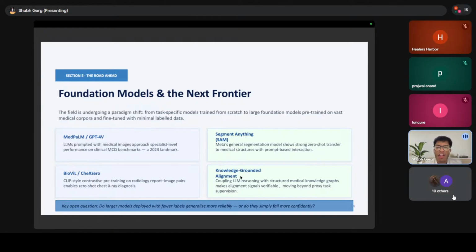Moving on to the next, which is knowledge-grounded alignment, coupling a language model with reasoning over structured medical knowledge. It represents an attempt to make the model verifiable against external conditions, rather than simply improving proxy task performance.